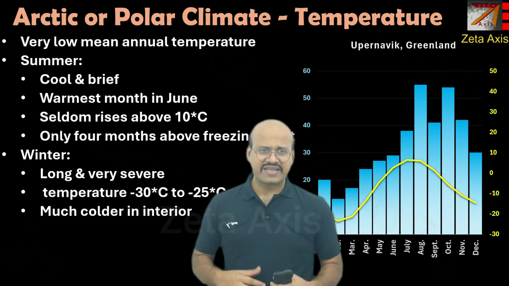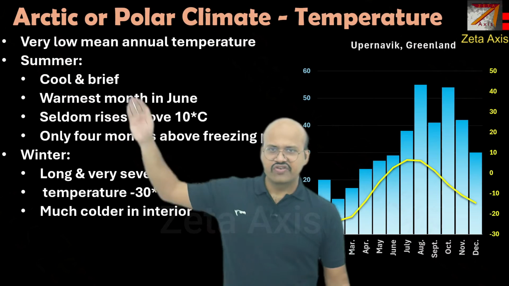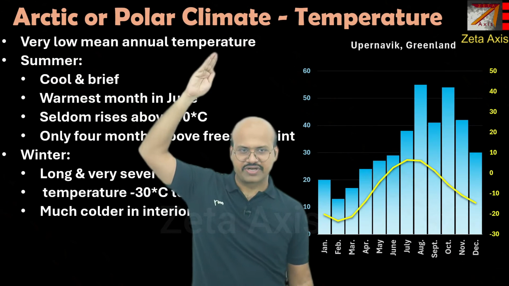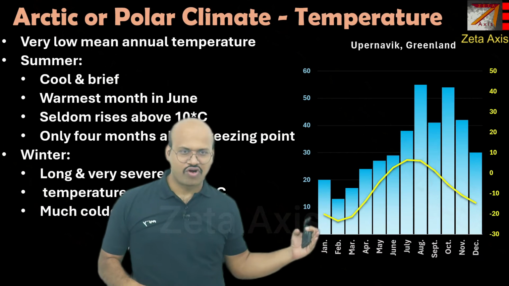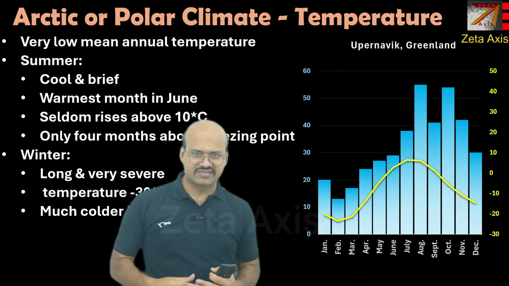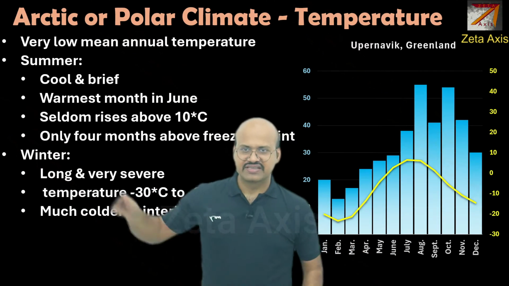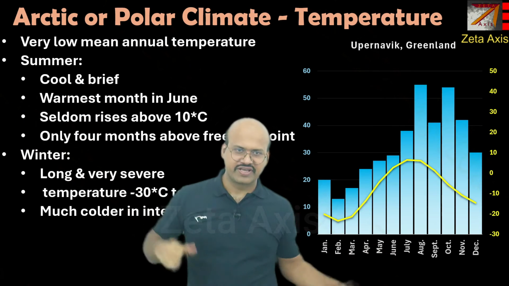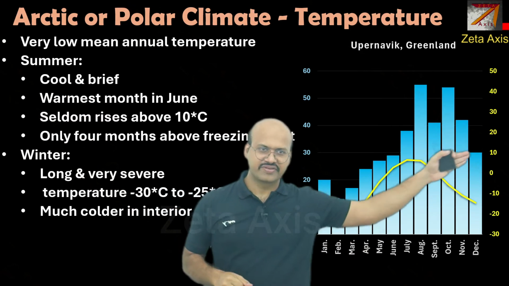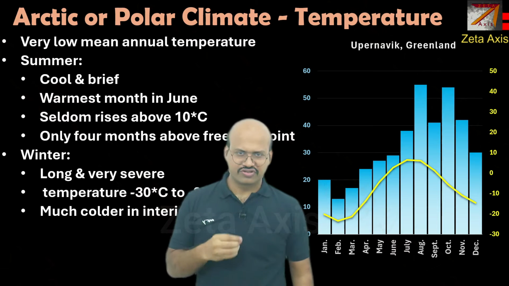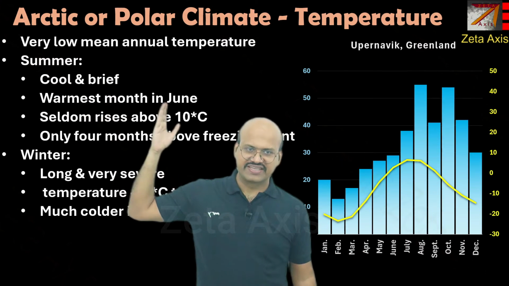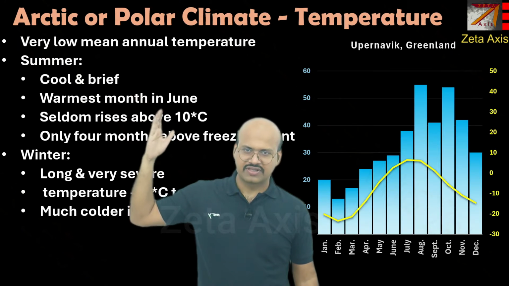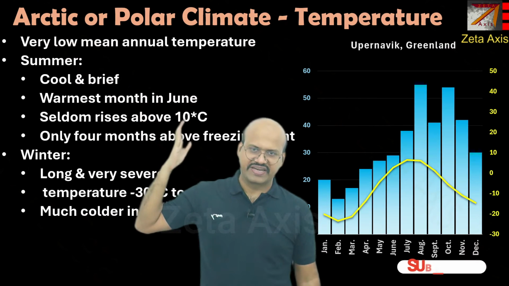Now let's see the temperature characteristics. It has a very low mean annual temperature. That is, the temperature is very low. We can see that the temperature can fall to -25, even -30 degrees Celsius in certain regions. Summer is cool and brief. We can see that the summer temperature is below 10 degrees Celsius. So it is cool and very short-lived. The warmest month is generally June or July, and it seldom rises above 10 degrees Celsius.